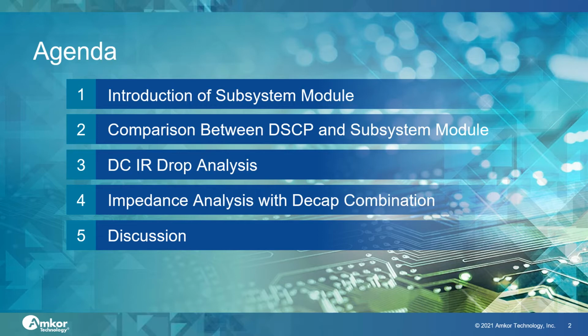Third, review DC IR drop results between regular motherboard and subsystem module and what the big differences are. Also, I want to address the optimum decap combination for lower impedance profile in frequency domain. This is very important in system PDN design in terms of package size and cost reduction. Lastly, I will summarize all mentioned above to conclude this topic.